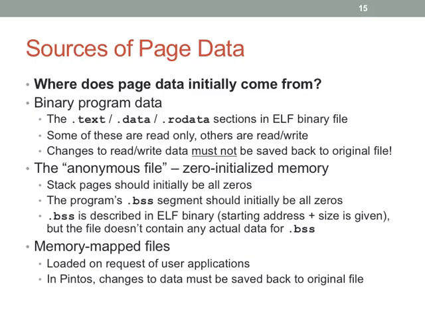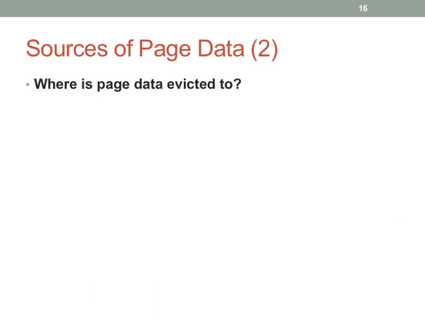Now that's the initial fault. What happens next? So let's say we've loaded it once, so now it's in physical memory, and now we have to evict it, and then suddenly things are going to change slightly. So you have this dual mode that these pages need to work within. Binary program data. Where is the program data or page data evicted to?